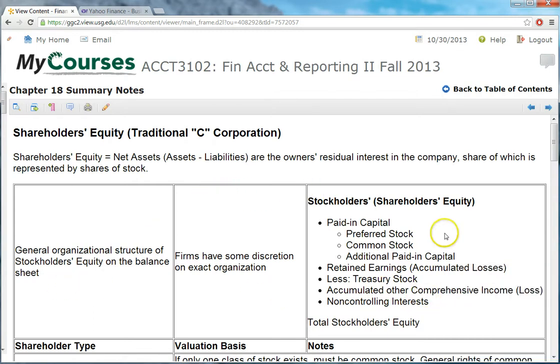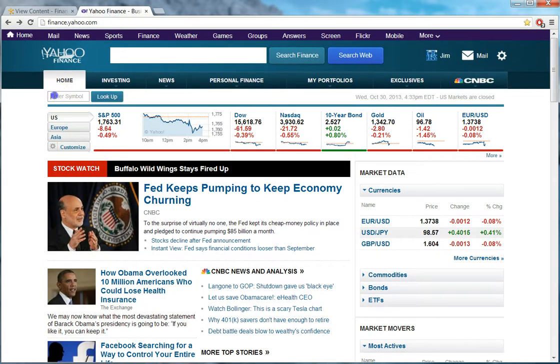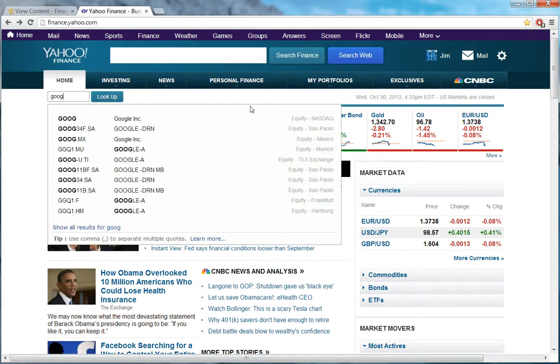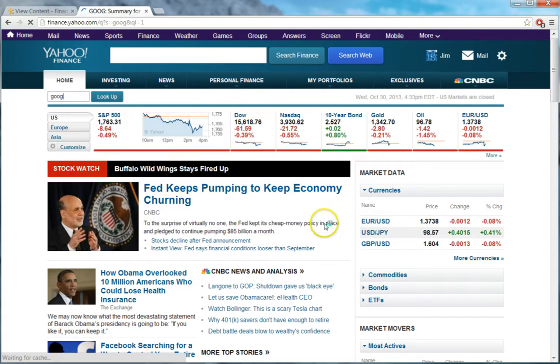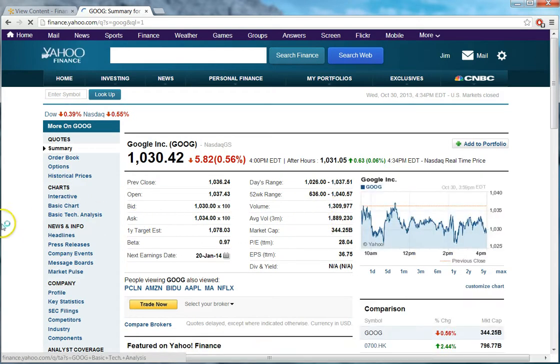Okay, so we are talking about shareholders' equity and just the general organizational structure of shareholders' equity and what we can reasonably expect to see in the shareholders' equity section of the balance sheet. In the previous video, we looked at IBM, an old line company, and in this video, we are going to take a look at Google, which is clearly a new line company. And so we can see, first of all, their stock is currently trading at just over $1,000 per share.